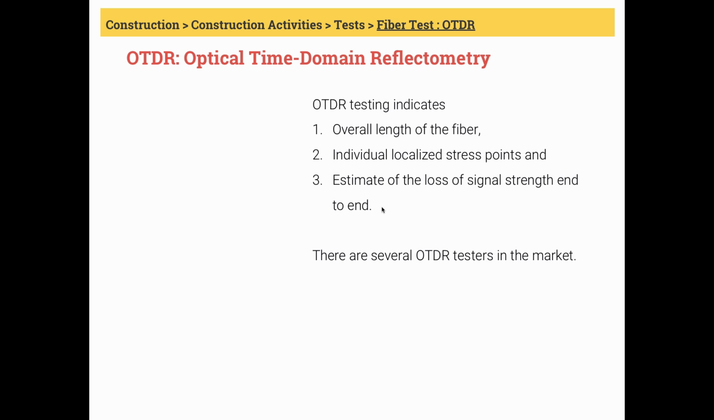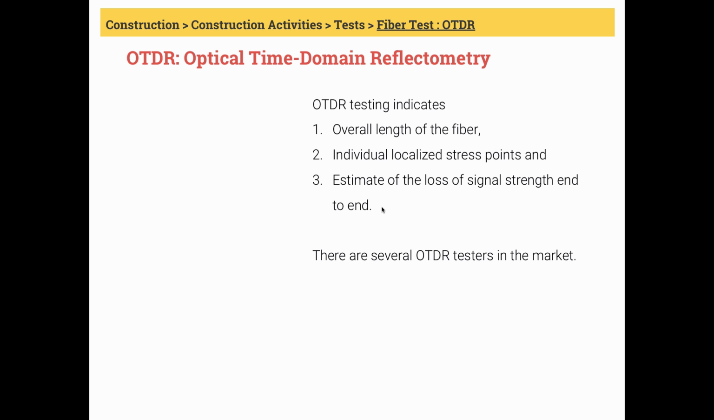I don't know what's the need for such a heavy technical term, but basically this equipment measures the overall length of the fiber. It finds out the localized stress points or points where signal will have problems. For example, if you have any kink in the line, it will show up in OTDR results. It also estimates the loss or attenuation of signal strength over the length of the fiber.